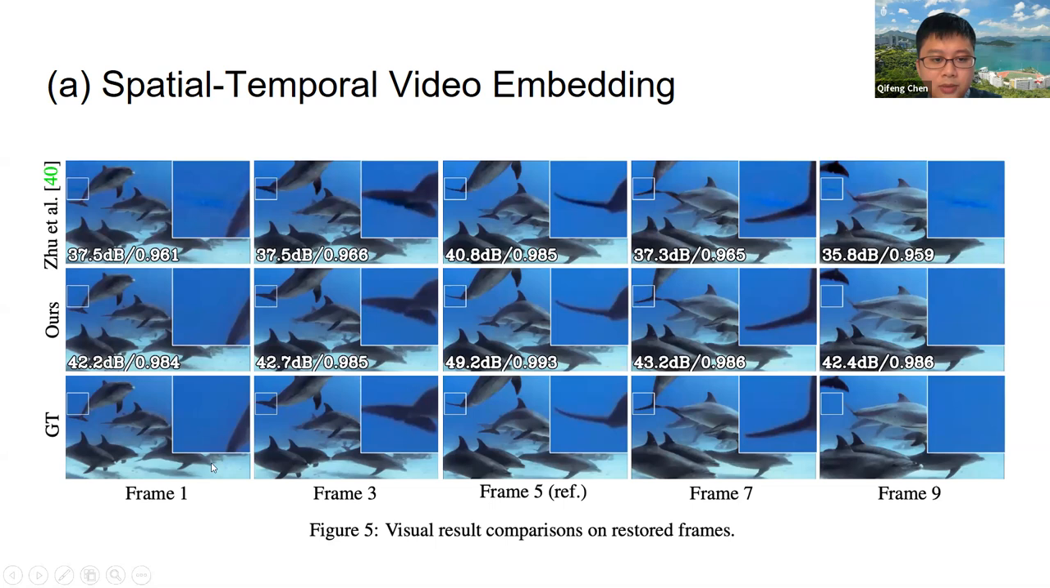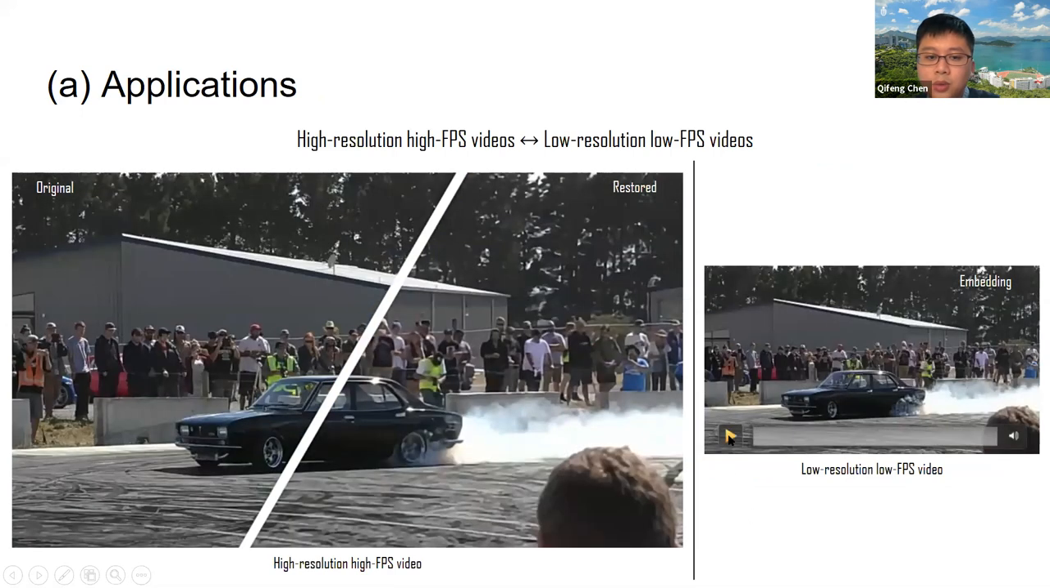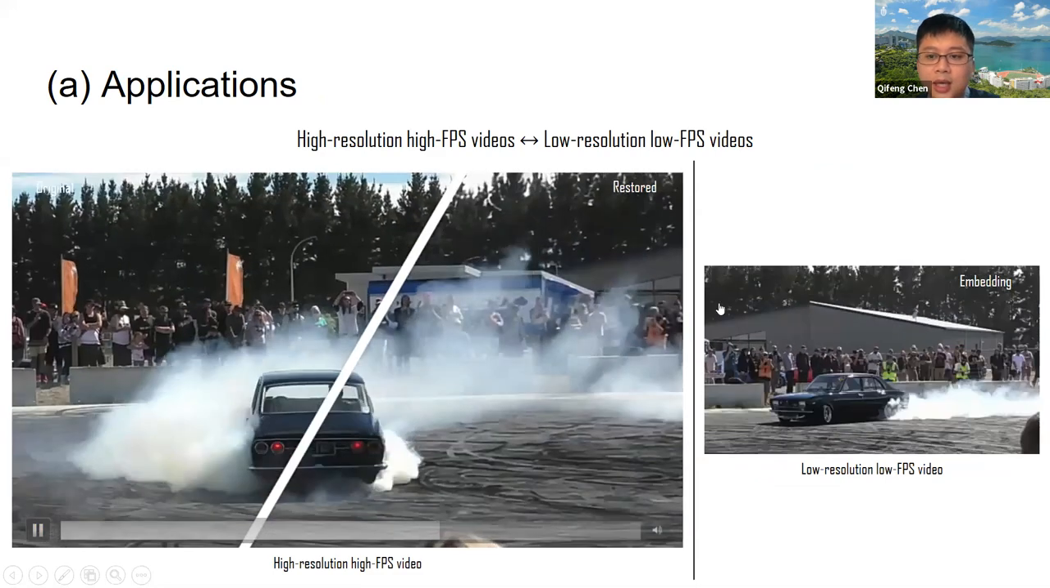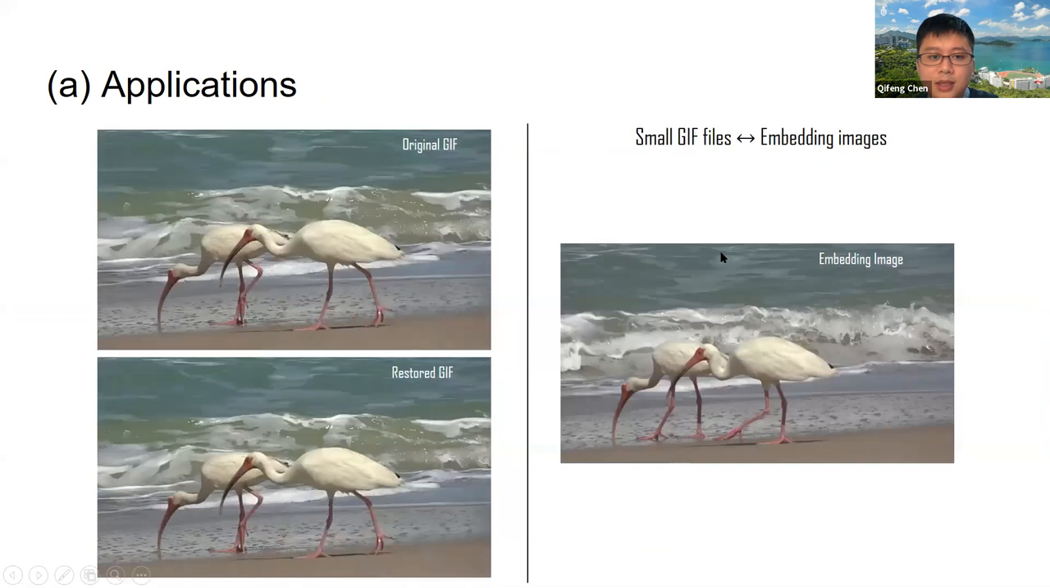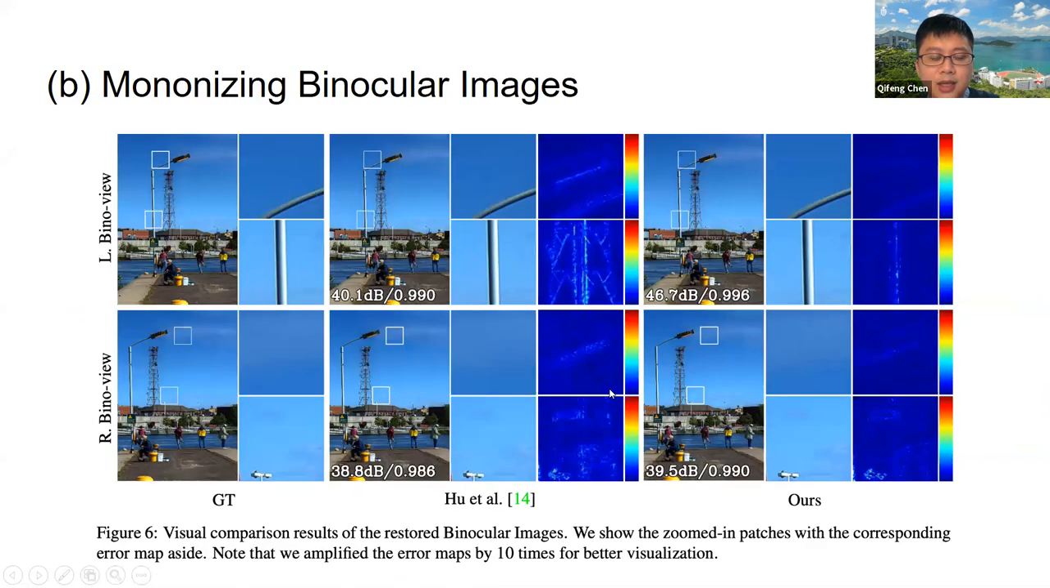There are also other results, and we can achieve a relatively high PSNR in the restored video. Here is another application where we can convert a low resolution, low frame rate video into a high resolution, high frame rate video using our pipeline. Here is the GIF file, where we can do a similar thing. There is another task called monetizing binocular images, where we do the stereo image and single image conversion. Our approach also performs better than their task specific framework.